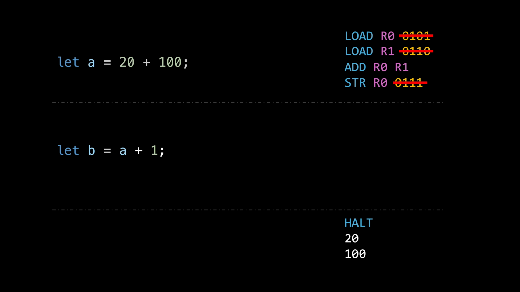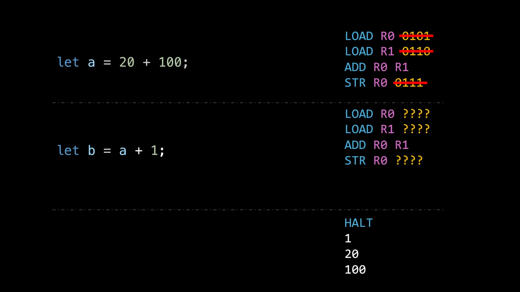The second line also involves an addition, so the operands need to be loaded into registers. The first operand is the value of the variable a. The second operand should be the number 1, then the addition is performed and the result is saved. While this approach is valid, we can optimize it.